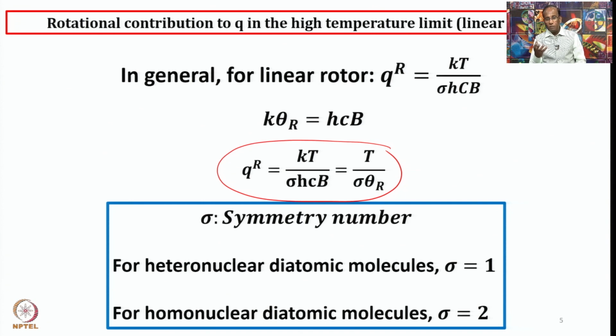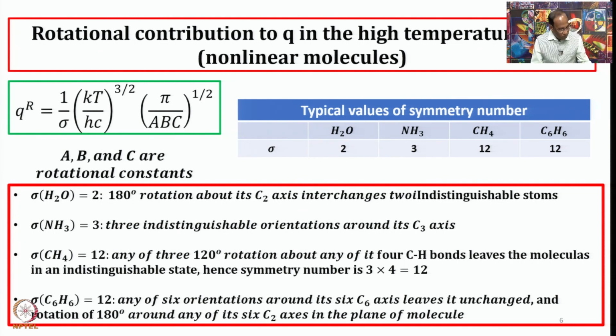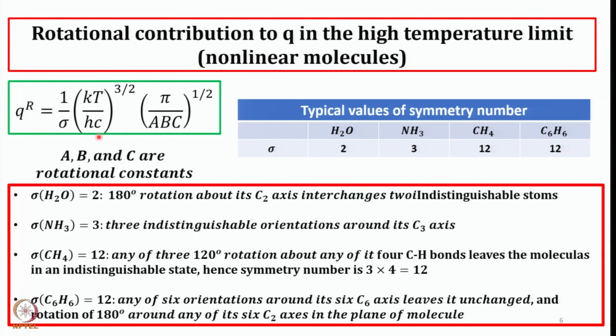But if the molecule is, for example, a triatomic molecule, then it can also be non-linear. For example, you have water, you have HDO. These are non-linear molecules. So, if the molecule is non-linear, then we discussed that the molecular partition function takes this form: QR is equal to 1 by sigma into kT by hc raised to the power 3 by 2 into the square root of pi by ABC. Here A, B, C are rotational constants for the rotation of the molecule in 3 dimensions.